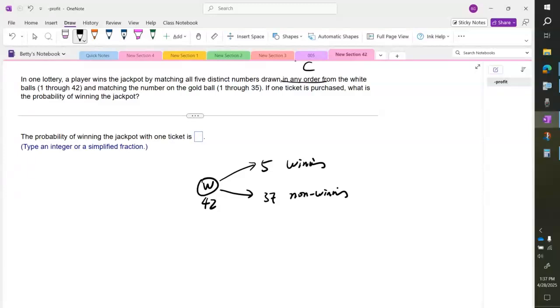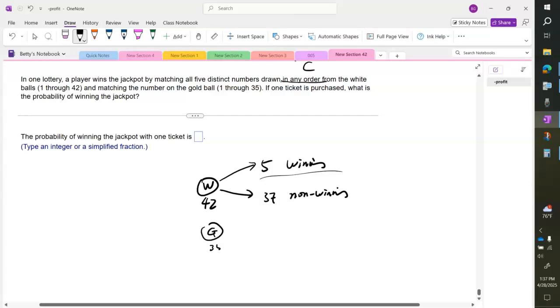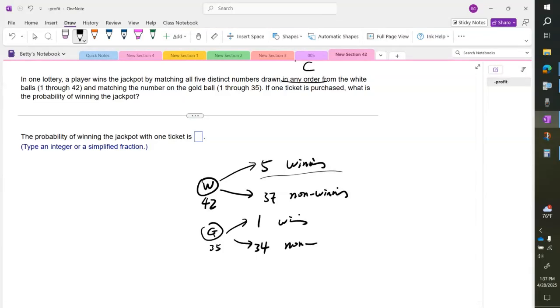To win the jackpot, the player must match all 5 winning numbers, and also match the number on the gold ball. We have a gold ball, 35. One gold ball has the winning number, and the other 34 are non-winning. Okay, so that's the setting. This is a probability involving combination.